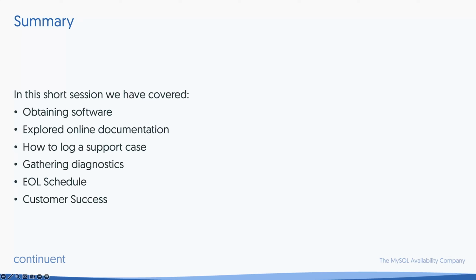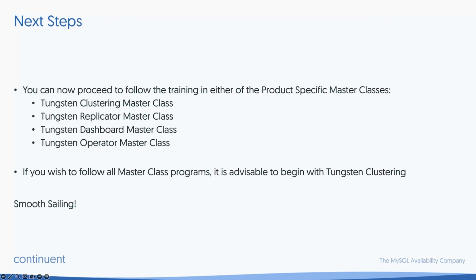So, in summary, we have covered how to and where to download software, discussed how to find documentation and resources. We've covered Zendesk and how to raise a support case, and looked at the EOL schedule and customer success. The next step in the training schedule will be to begin looking at the products in more detail, choosing the relevant one based on your own needs.